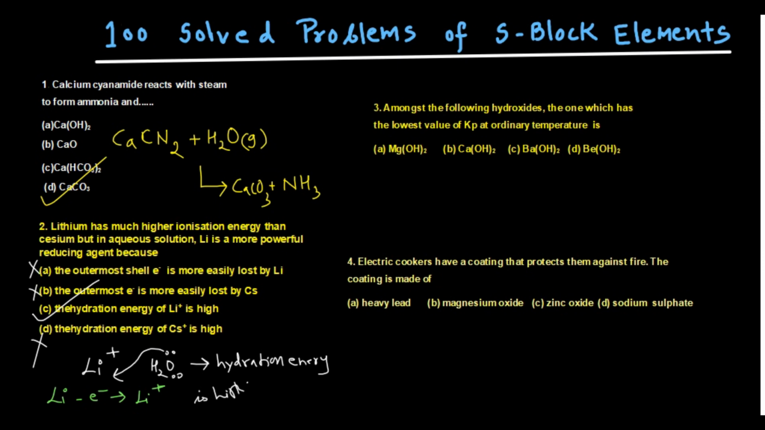Now moving to the next problem. It says: amongst the following hydroxides, the one which has the lowest value of the Kp at ordinary temperature is, and you have been given 4 options. But I have to correct something in this question: this is not Kp, guys, this is Ksp, the solubility product value.